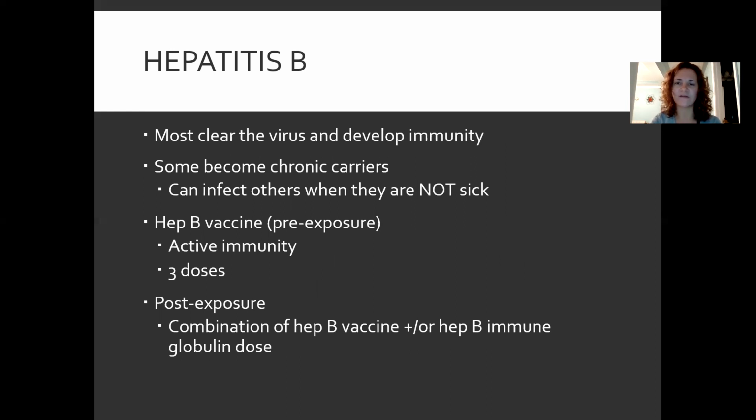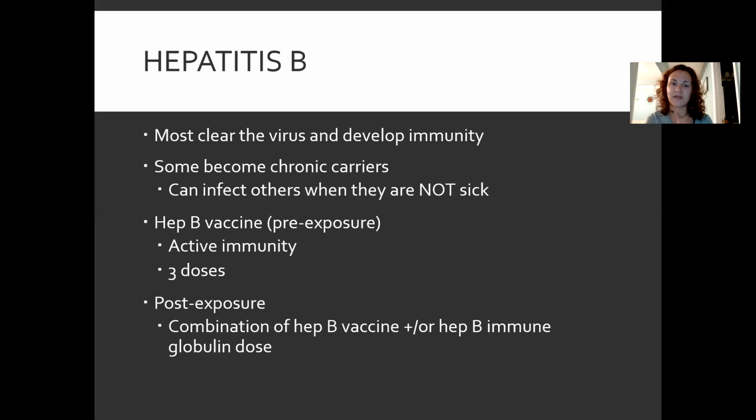Most clear the virus and develop immunity after contracting it, but some can become chronic carriers. So even if they don't have symptoms and they're not actively sick, they can infect others. The Hep B vaccine is recommended pre-exposure, obviously, to all babies. I think it's like 2, 4, and 8 months, or 2, 6, and 8 months, or something like that. I'm not a peds nurse, so don't quote me on that. That provides active immunity.